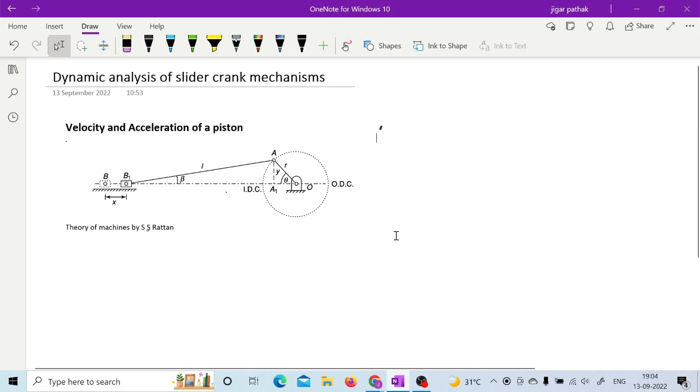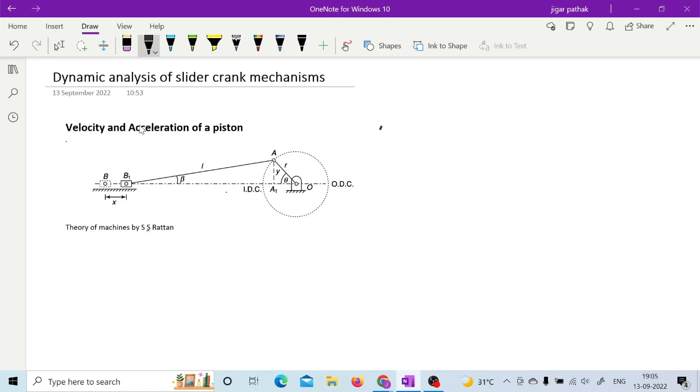So today let us start with the dynamic analysis of slider crank mechanisms. Here we will see what the different forces acting are when a slider crank mechanism is under working condition. In order to have an idea about the forces acting on different components, first we have to have an idea about the displacement, velocity and acceleration of different components, right?